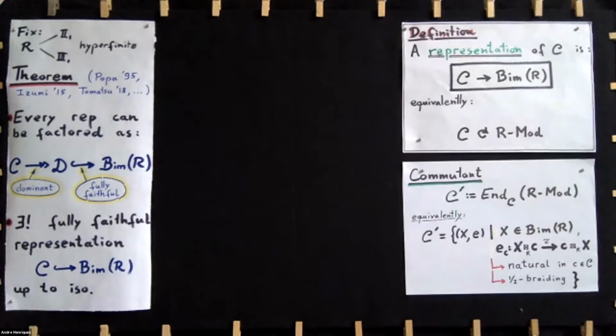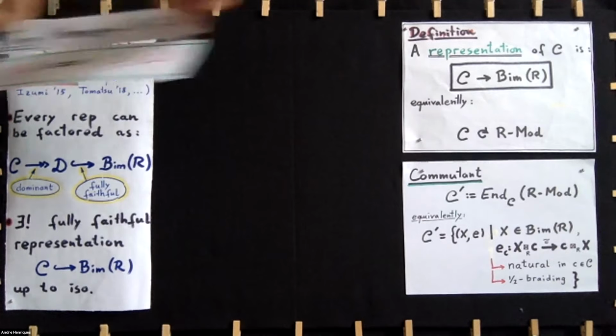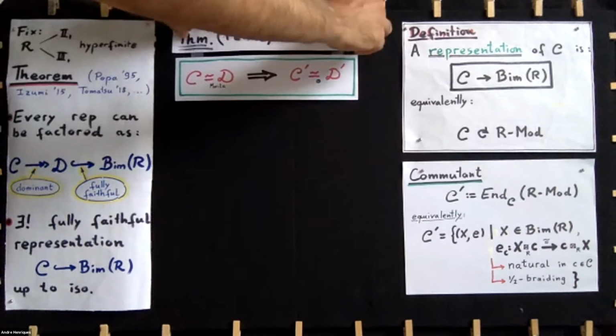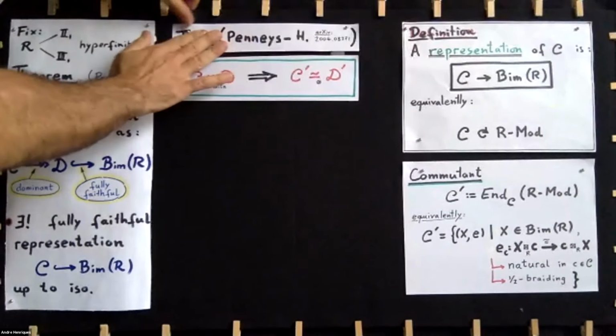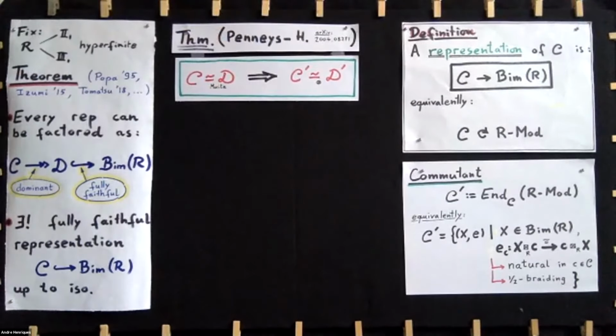And now there's a theorem that I want to show you, a theorem from myself and Dave Penneys from a paper that we put on the archive very recently, that says, so there's a notion that has been around for some time of what it means for two fusion categories to be Morita equivalent. Essentially, it's formulated in terms of an invertible bimodule category.